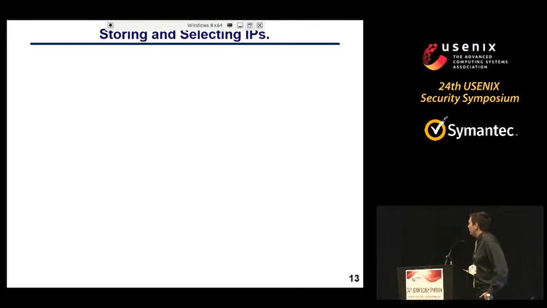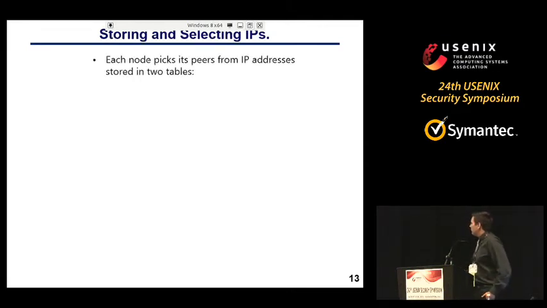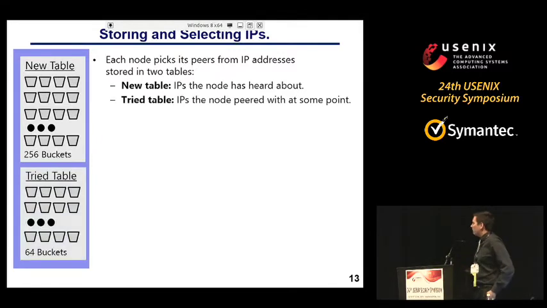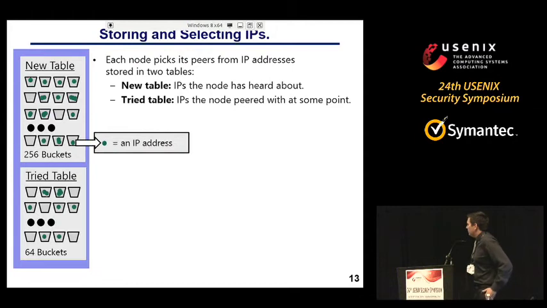So how do these peer tables work? Well, each node picks its peers from 2 tables. The new table stores IPs that the peer has heard about but not connected to, and the tried table has IPs that the node has peered with at some point in the past but may not be a current peer. These tables contain buckets, and inside the buckets there are IP addresses. We represent honest IPs by the green circle.